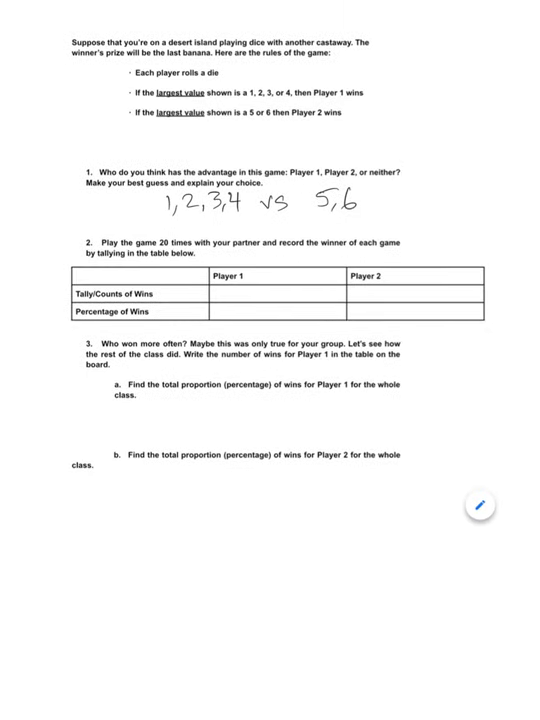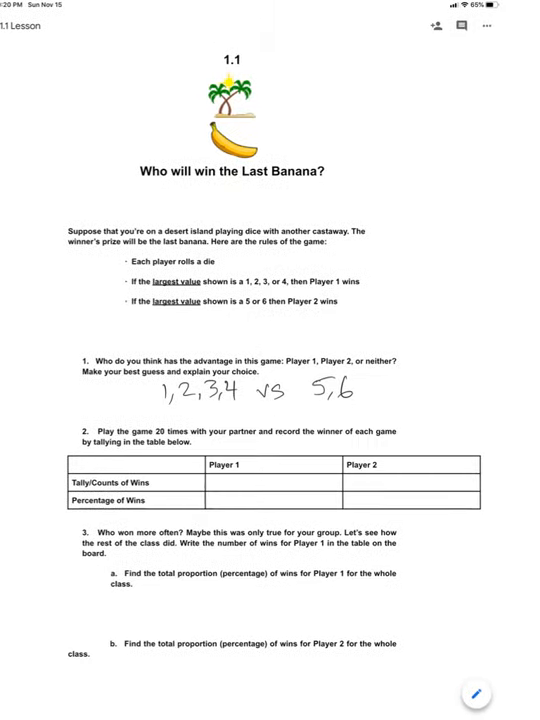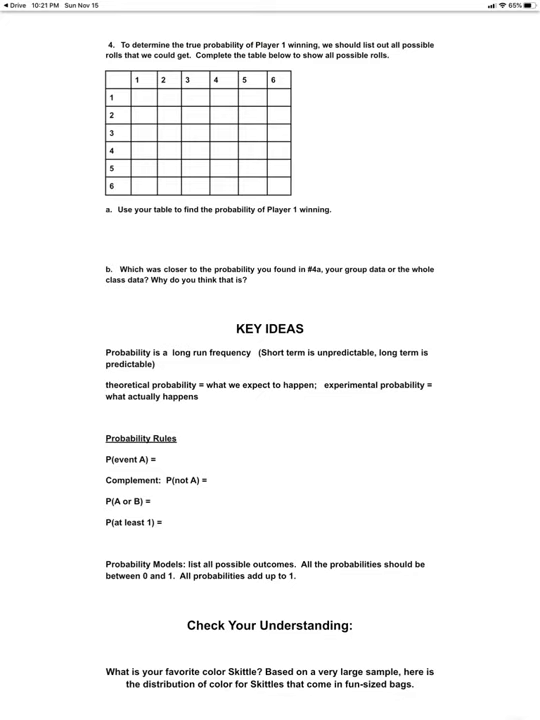Number 3, who won more often? Maybe this was only true for your group. Let's see how the rest of the class did. Write the number of wins for player 1 in the table on the board. Find the total proportion of wins for player 1 for the whole class. Okay, so we're not going to do this, obviously, because we're not together in class. But you're going to have to do this on a different type of example on your own. Okay? So let's go to the next page.